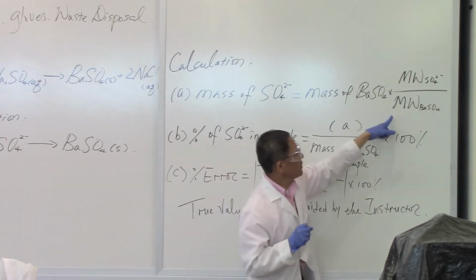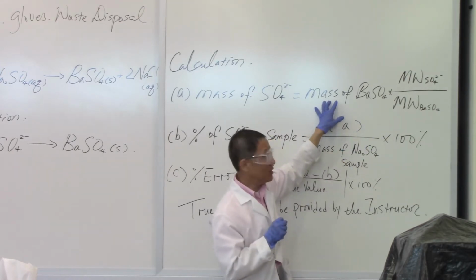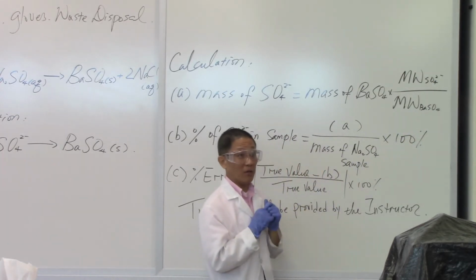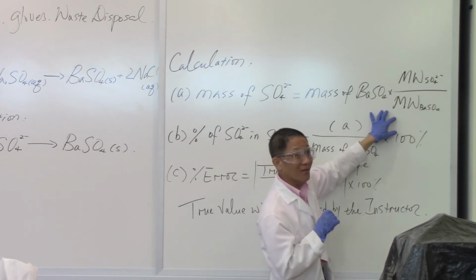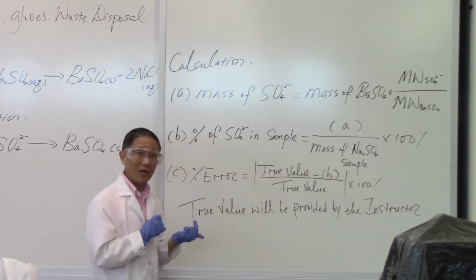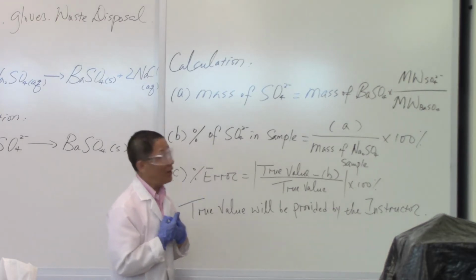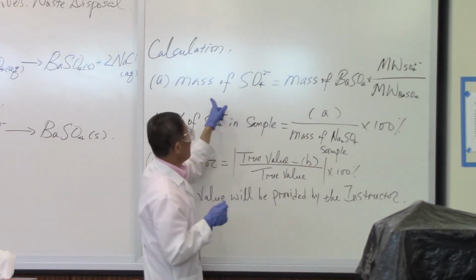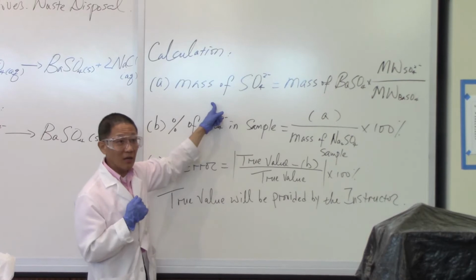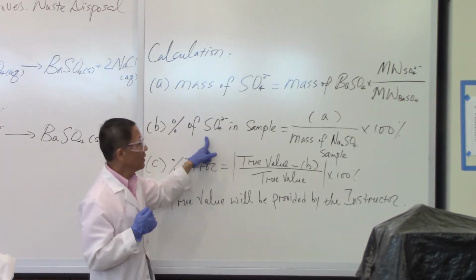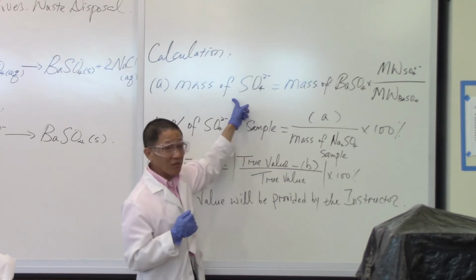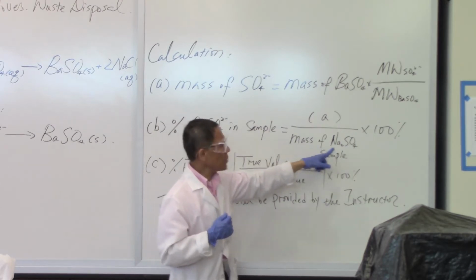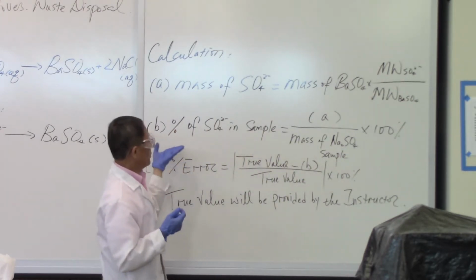Okay? Now, if you look at this part of the equation, it's the mass of barium sulfate divided by the molar mass of barium sulfate. That gives you the number of moles of barium sulfate. And if you have the number of moles of barium sulfate, that equals the number of moles of the sulfate ion, because it's a 1-to-1 ratio. And then if you multiply the number of moles of the sulfate ion by the molar mass of the sulfate ion, you get the mass of the sulfate ion in grams. Now, you divide the mass of the sulfate ion from equation A by the mass of the sodium sulfate sample. Multiply that by 100%. We get the percentage here.